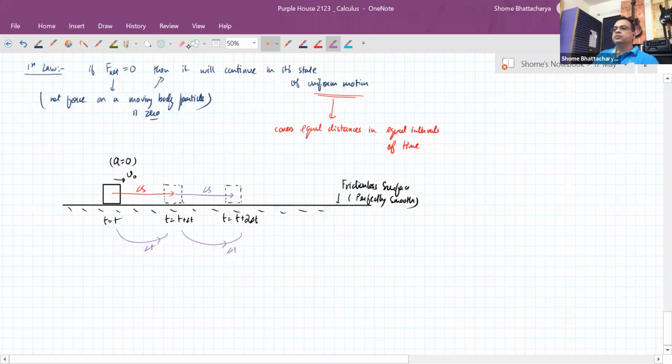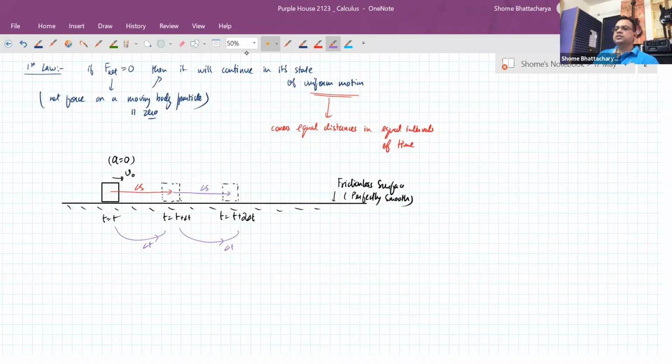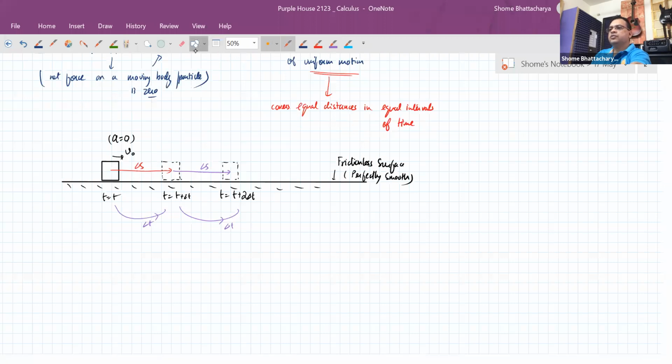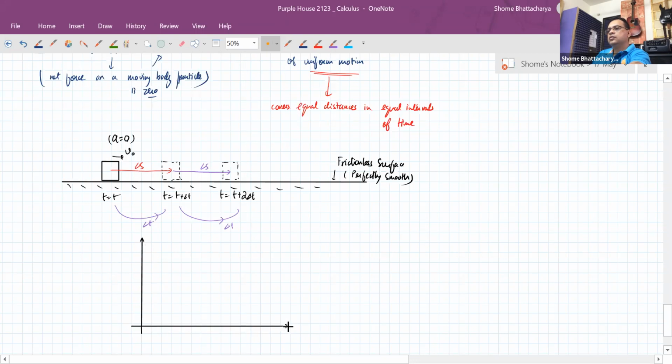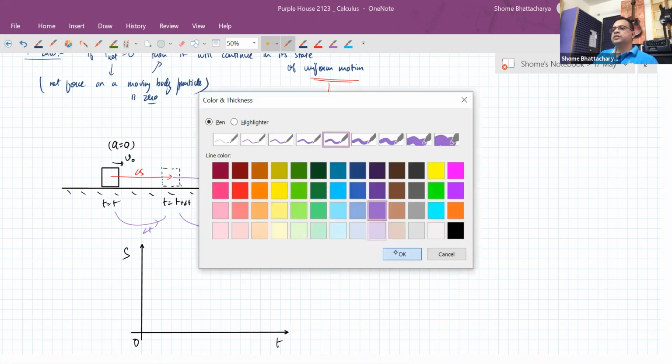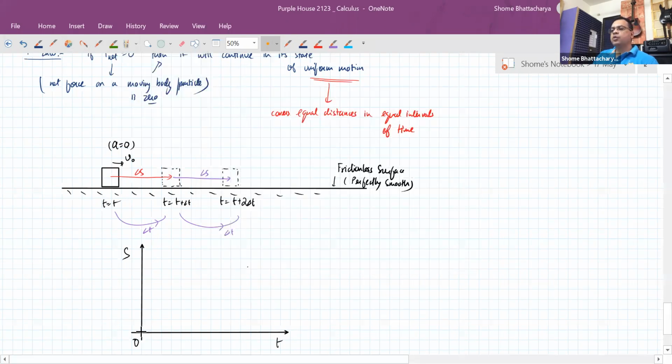So what this would mean in terms of a distance versus time graph, let's try to visualize that next. If you're looking at a distance versus time graph for this particular motion, what kind of graph would we expect? If something is traveling equal distances in equal intervals of time, what do we expect about the graph of distance versus time? A straight line. Uniform. That's good. We observe that it will be a straight line, because a straight line has the property that it has a uniform rate of change.